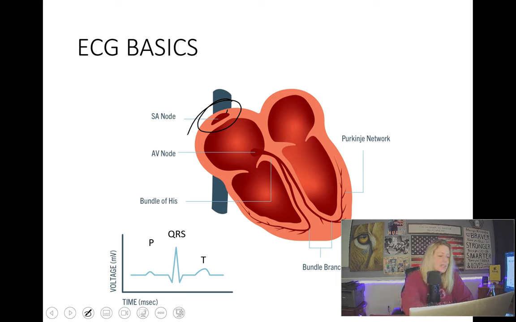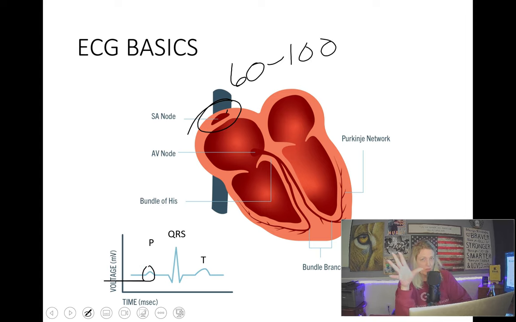And the pace that the SA node sets is a rate of 60 to 100, and that's why our heart rate typically is between 60 and 100, because the sinus node fires at that rate. Okay, and when the sinus node fires, you get this P wave right here. That's when the sinus node fires and the electrical impulse travels through the atria. That's that firing of the SA node.